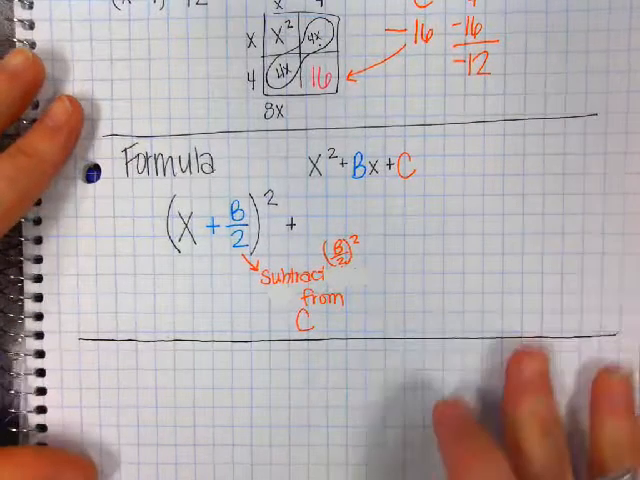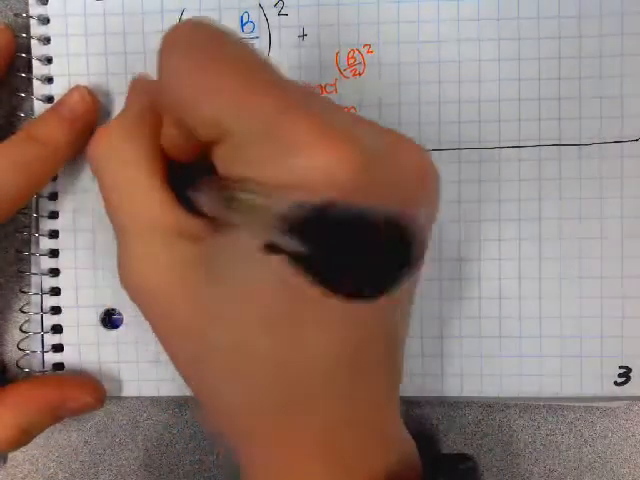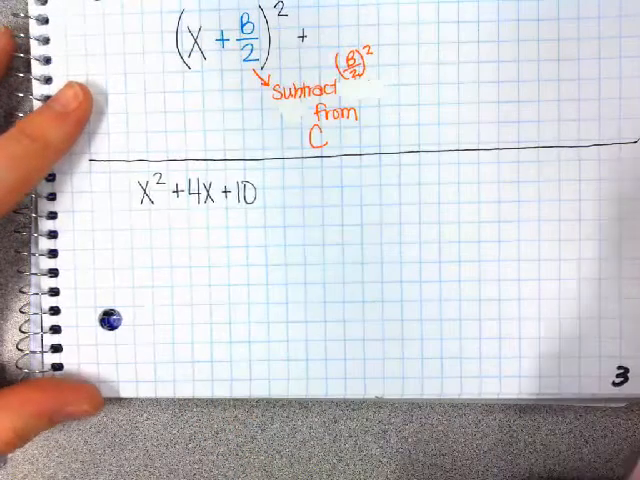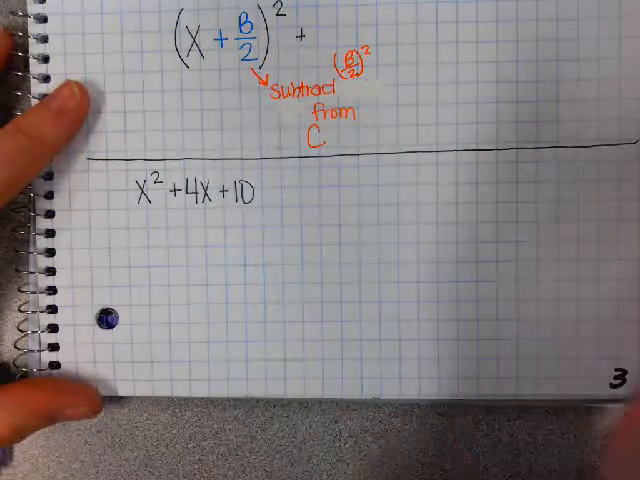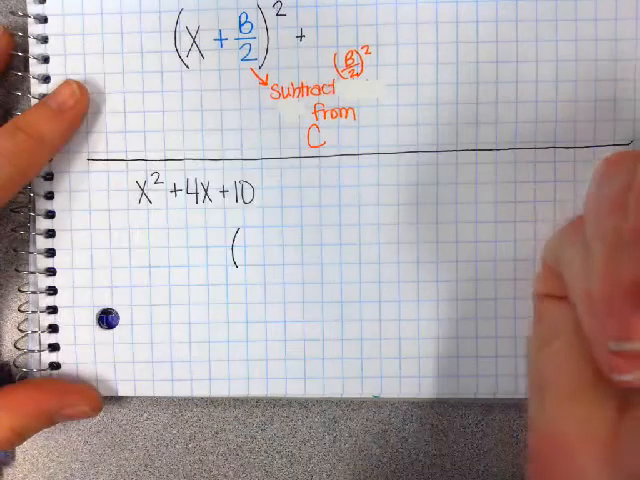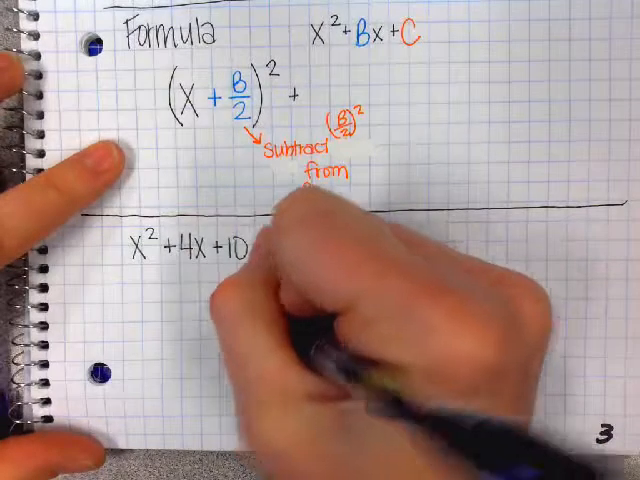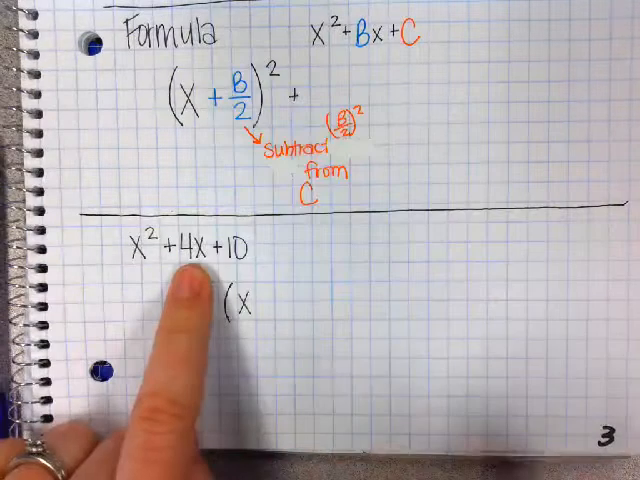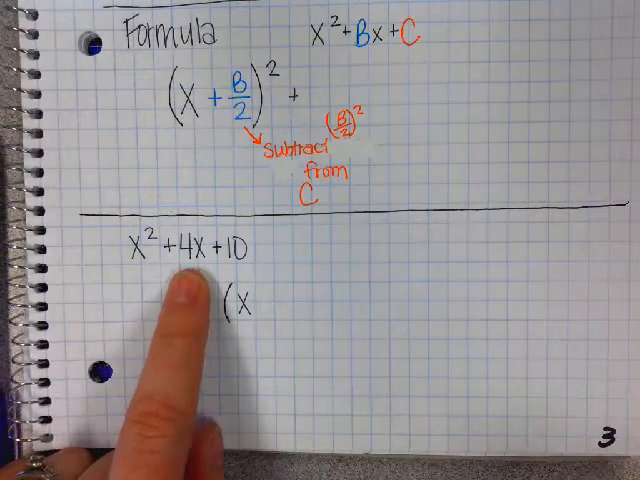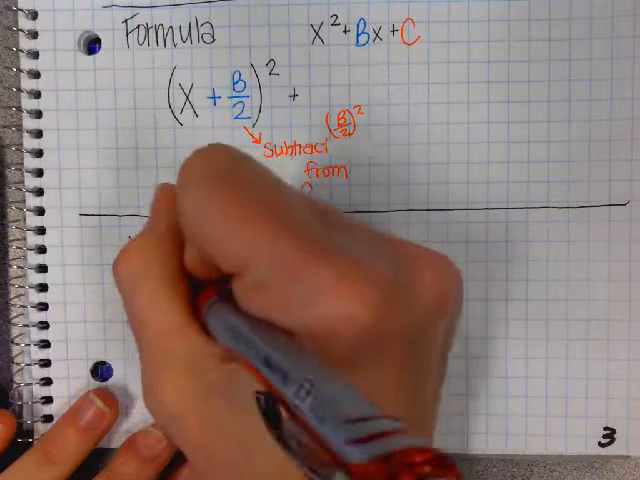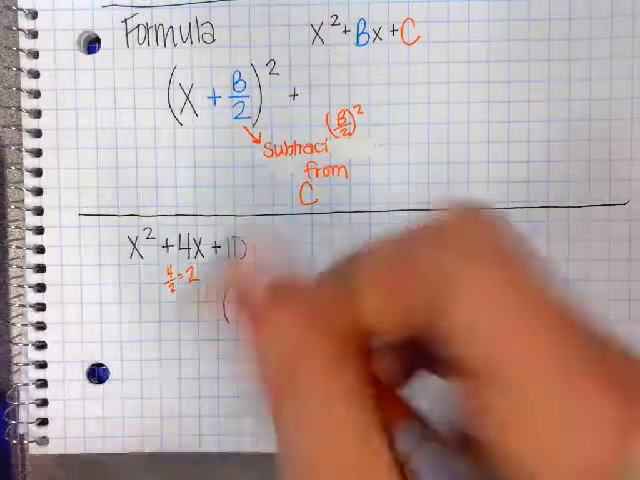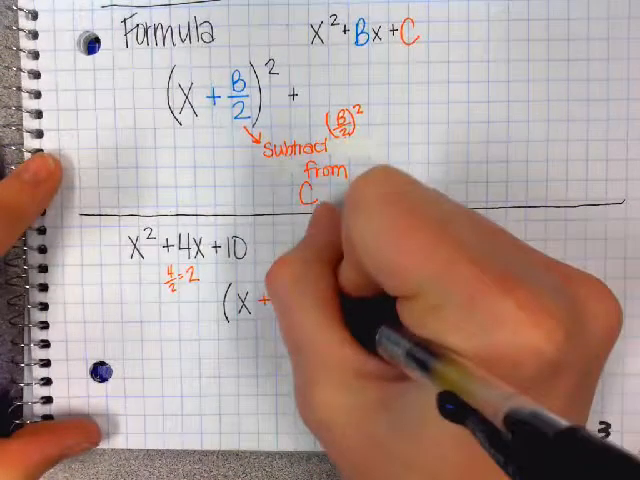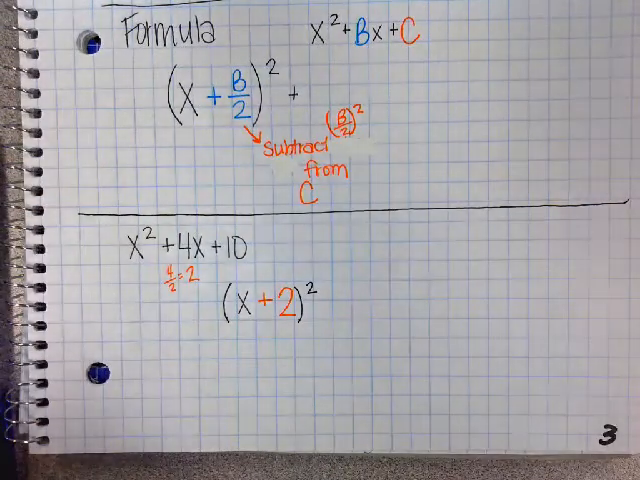I'm going to do another one without even touching the algebra tiles this time. So if we have x squared plus 4x plus 10. Okay, so again, let's use the formula. It's going to be x. X is always there because x times x makes x squared. Now, you need to cut this in half. So what's b divided by 2, or 4 divided by 2? 4 divided by 2 is 2. So it's positive. So x plus 2 squared.